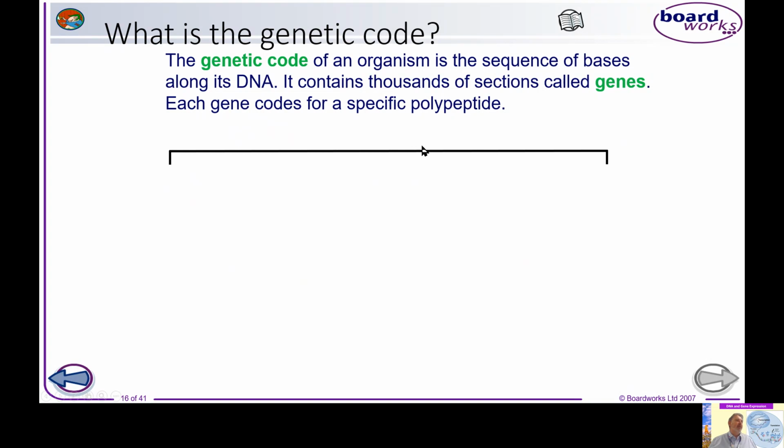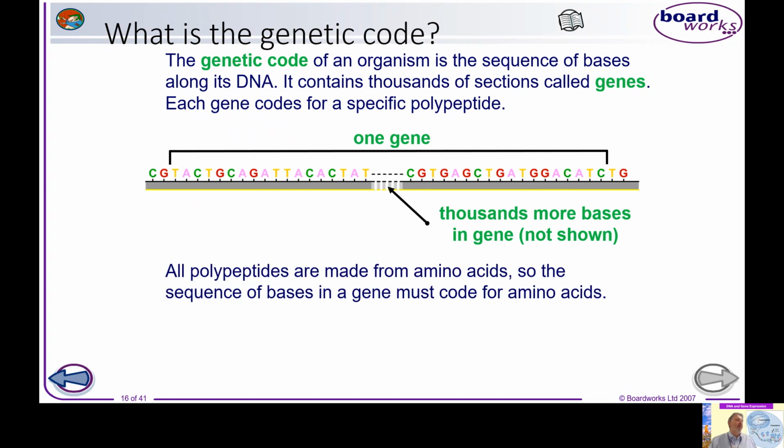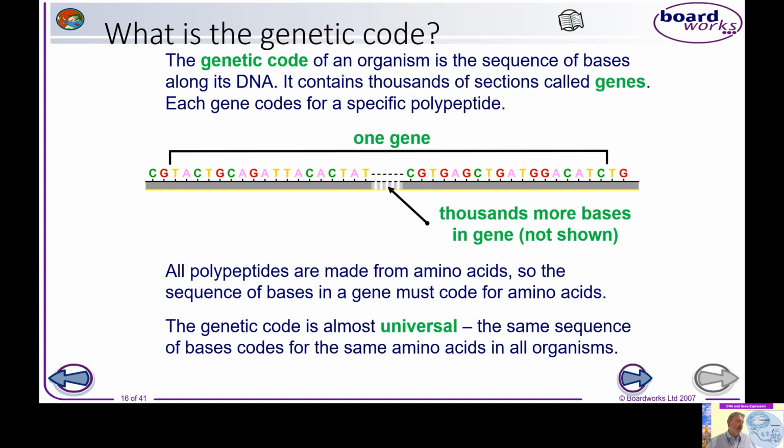So what is the genetic code? It is a sequence of bases in the DNA. It contains thousands of sections called genes. All polypeptides are made from amino acids, so the sequence must code for the amino acids. So we have 3 in a row: CGT is one amino acid, ACT might be another, GCA another, GAT a different one. You might have thousands of these and they make up one gene which might code for one specific protein. It's the same sequence of bases and codes for the same amino acid in all organisms.